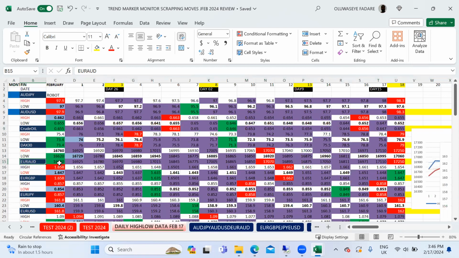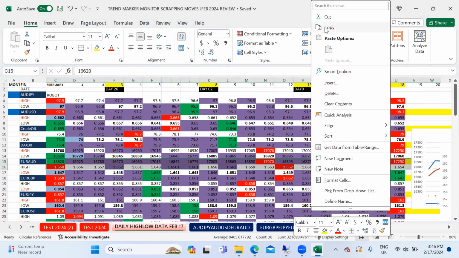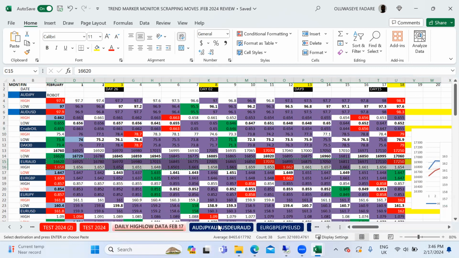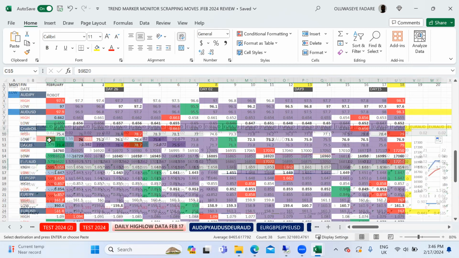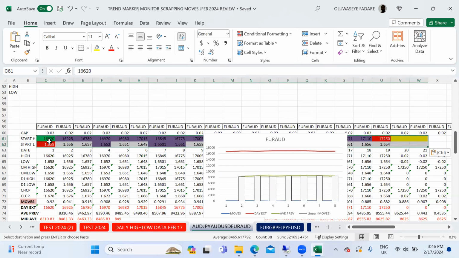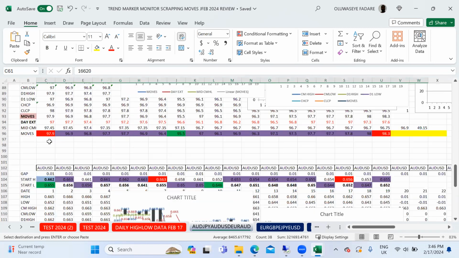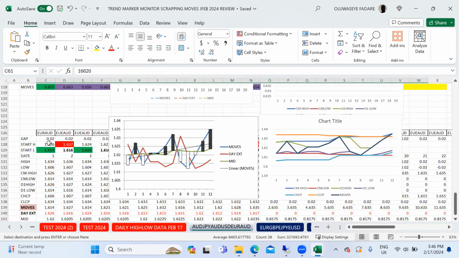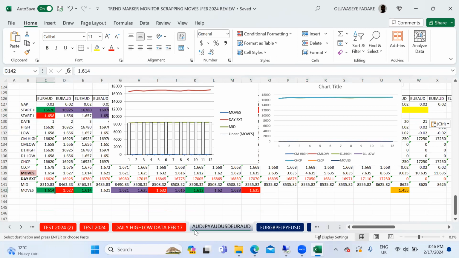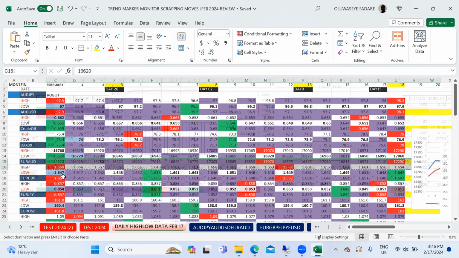As you can see here, this is Euro AUD. You're going to copy the high and low figures, as you can see here. So let's copy the high and low figures. After copying it, we paste it here. You see, we paste it there. We go down again to Euro AUD here. We paste it here as well. Okay, perfect.